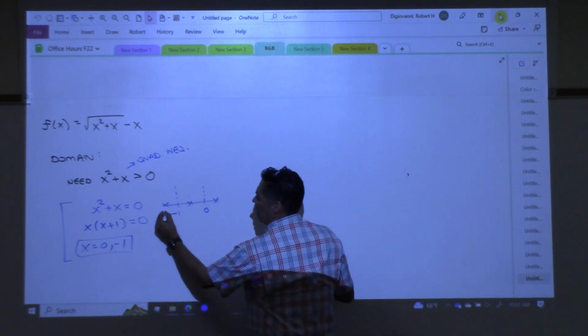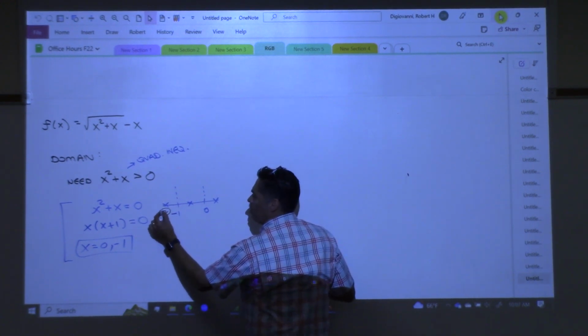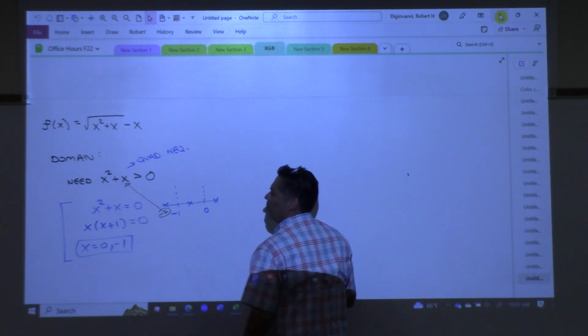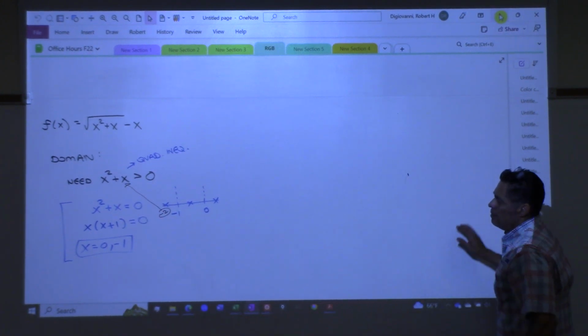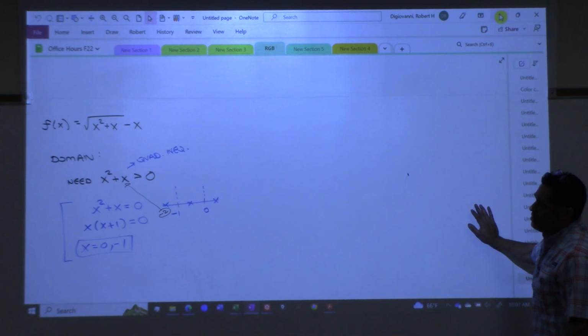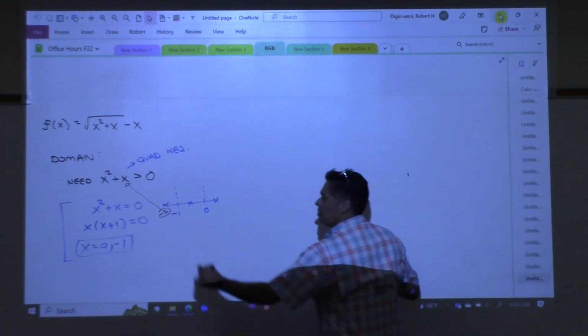So let's plug -2 in here. What happens if I plug -2 into that? What do you get? -2 squared is 4, plus -2 is 2. Is 2 bigger than 0? Yes.